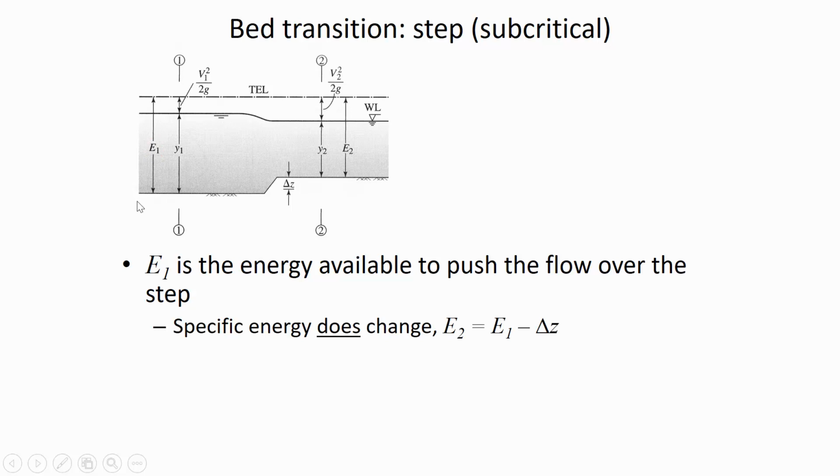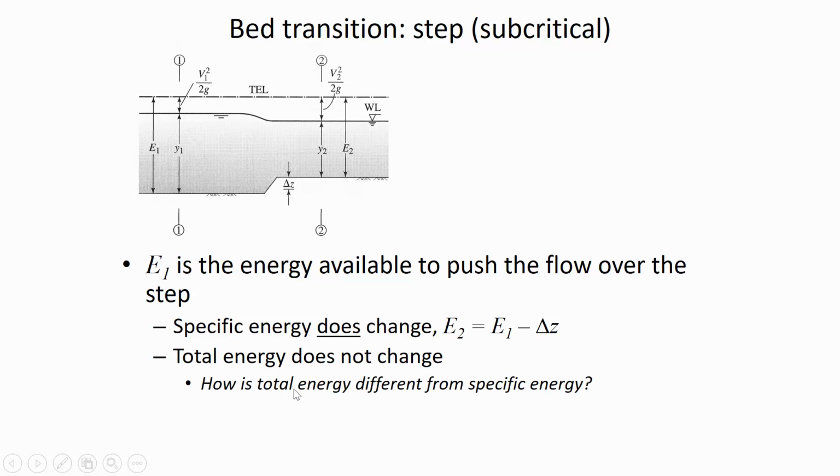The specific energy, instead of increasing, at location 2 is going to be less. So E2 is however much energy there was at 1 minus the delta Z. In the previous case, it was plus delta Z, because we were going down over a drop-off. This time, specific energy is being removed, but the total energy doesn't change, because we're just gaining some delta Z.